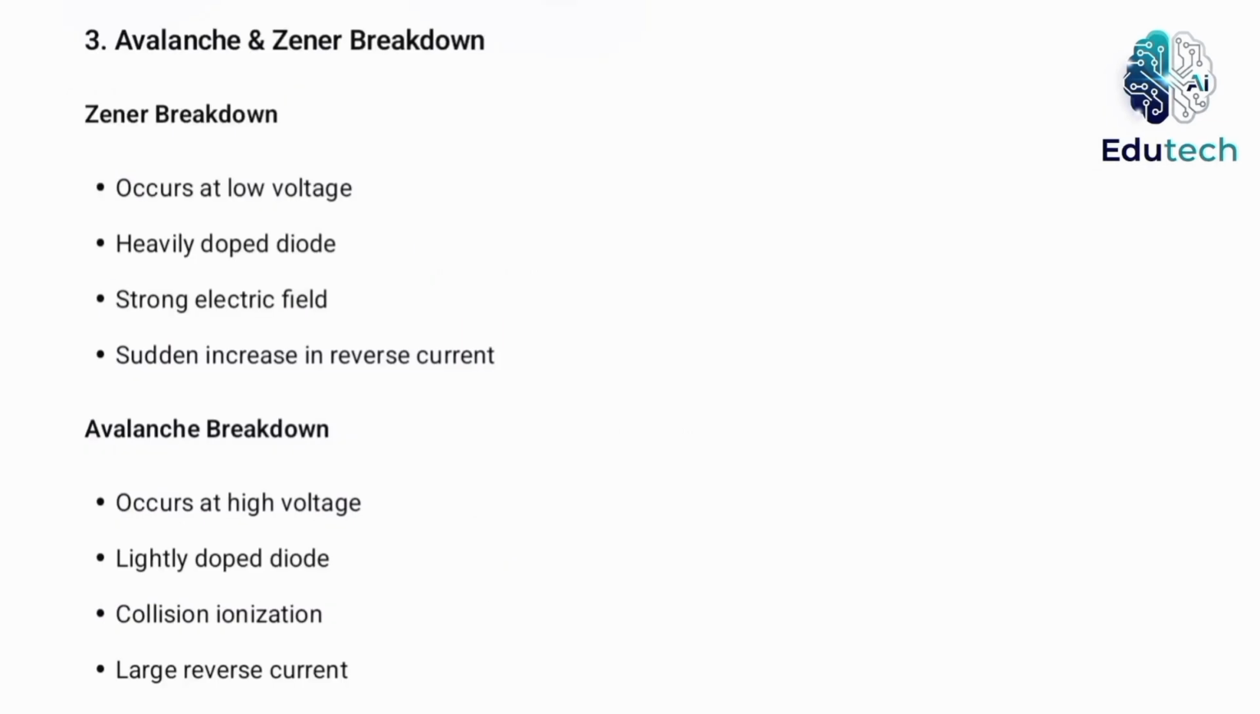Explain avalanche and Zener breakdown. Breakdown in a diode occurs in reverse bias when voltage exceeds a certain limit. In Zener breakdown, which occurs in heavily doped diodes at low voltage, a strong electric field pulls electrons from their bonds. In avalanche breakdown, which occurs in lightly doped diodes at high voltage, charge carriers gain high kinetic energy and create more carriers by collision. Both processes cause a sudden increase in reverse current.